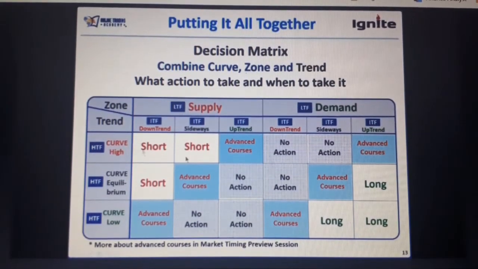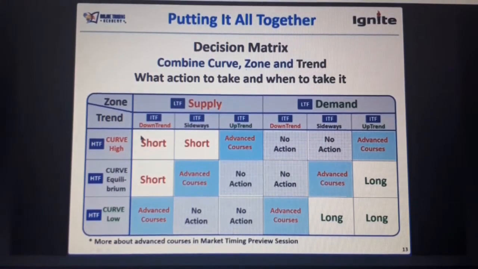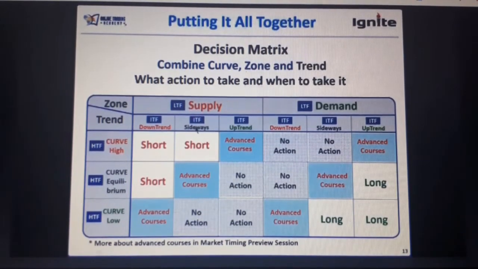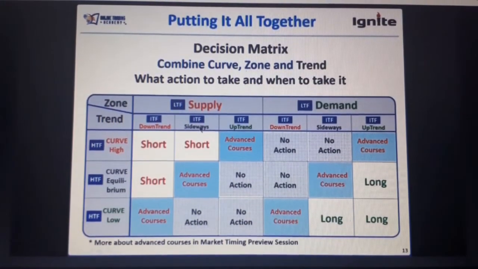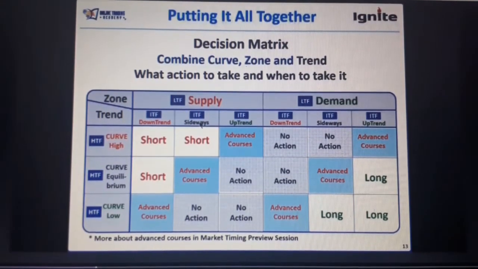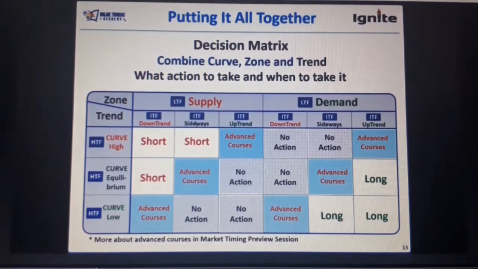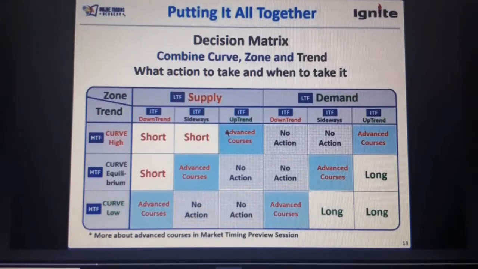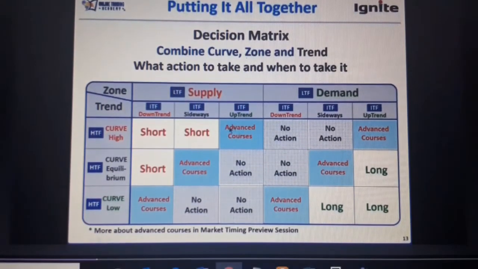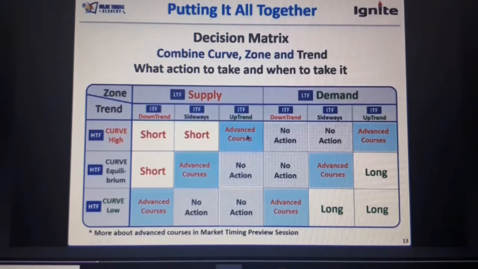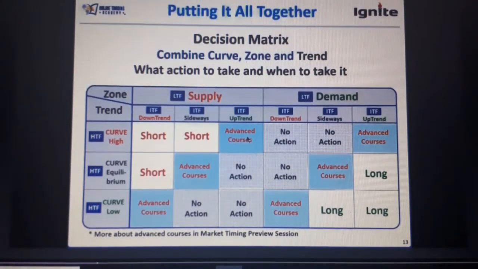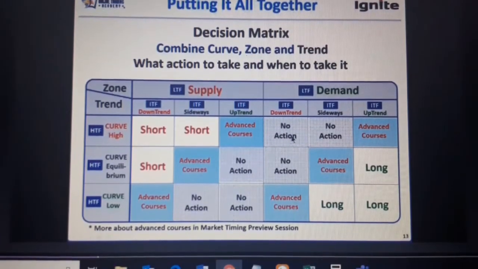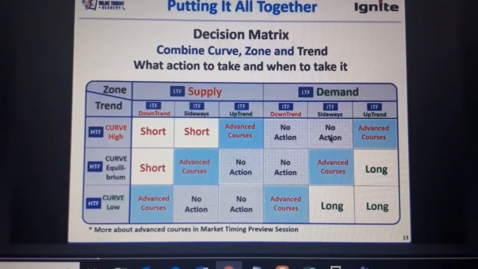So you can go short only in two conditions: when you are closer to your higher time frame supply and the trend is downtrend or sideways. You cannot go short when the trend is up. Even if you are closer to your higher time frame supply, how to take a short in the high of the curve when the trend is up is covered in advanced courses. Similarly, these have nothing to do right now, no action.